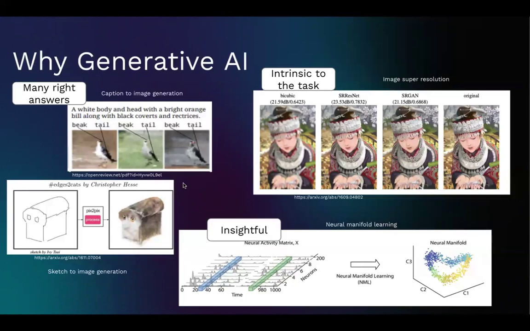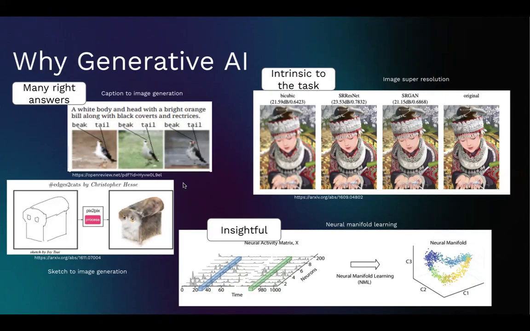So to start with, why do we care so much about generative AI? Why would it be cool or interesting? I think there are a lot of different reasons, obviously. One thing that's cool about generative AI is that there are many right answers. There's not always a single correct answer per se when it comes to a lot of the tasks that generative AI does. So multiple valid outputs could exist for a single prompt. You can see that here with these images.